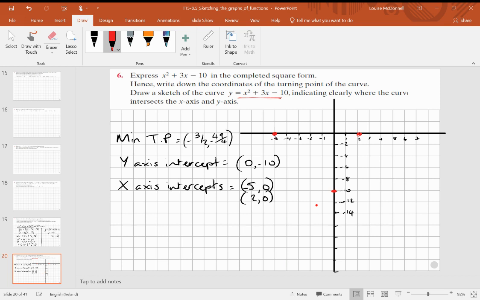So you want to bring it down to this point. That's the minimum point. And then bring it up like that. Now it's a bit wonky on the screen like this, but you'll have a much smoother line with a pencil. Okay, and that's your solution for that one.